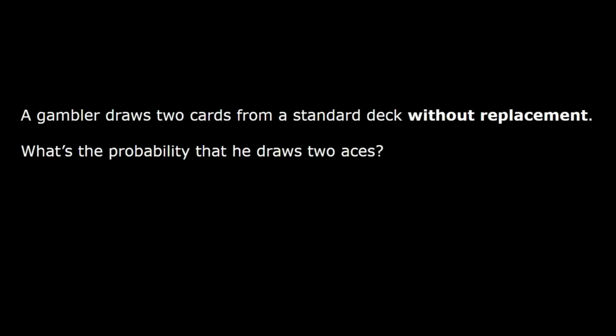Okay, so now for our second example, which seems almost identical to the first, and it is very close, but of course the key wording is this idea of now without replacement. So what happens if the gambler draws two cards from a standard deck, as we just looked at, except now instead of replacing the ace, you are not allowed to replace it, you keep it in your hand. So without replacement, what's the probability that he draws two aces?